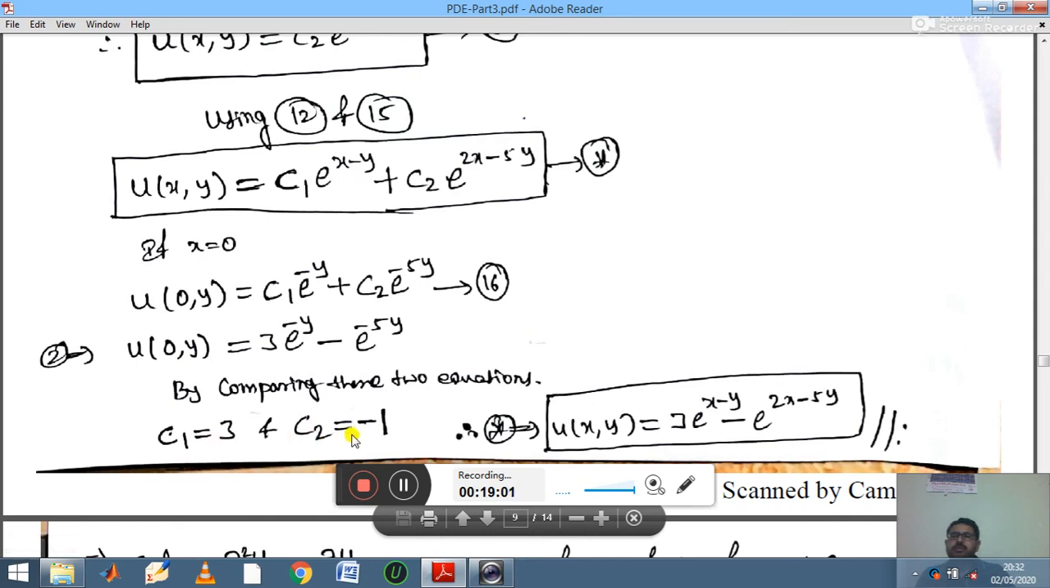Substitute c1 and c2 values in equation star. Therefore u(x,y) equals, in place of c1, 3 into e power x minus y, in place of c2 minus 1. Therefore minus e power 2x minus 5y is the final solution of the given partial differential equation after replacing the constants.